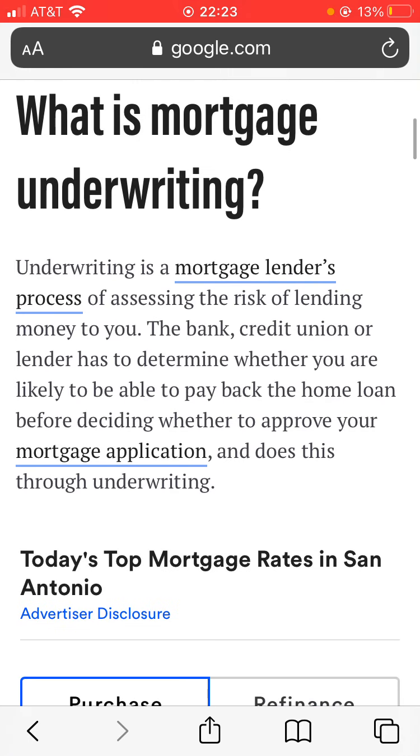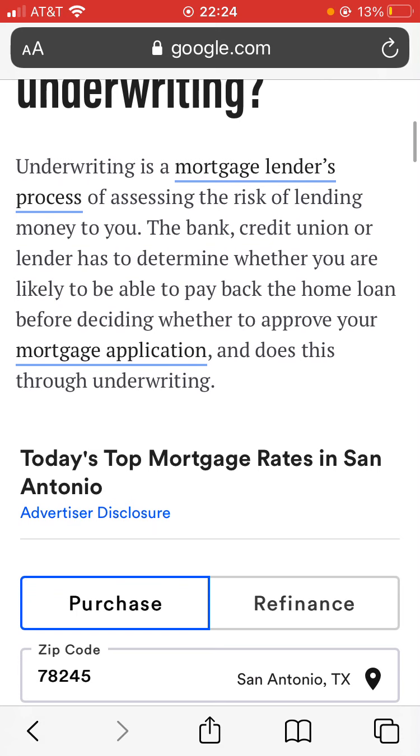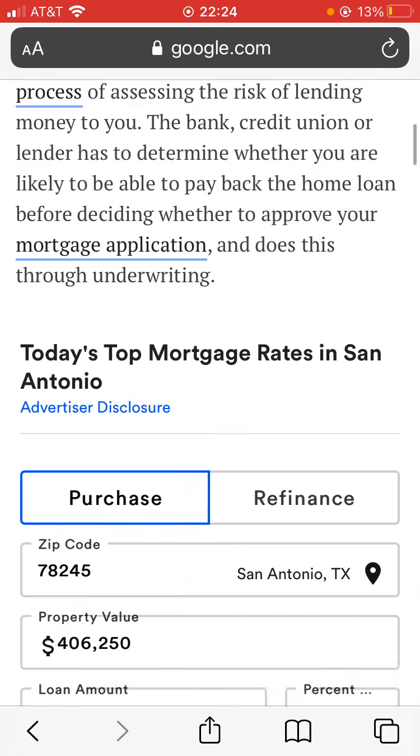What is mortgage underwriting? Underwriting is a mortgage lender's process of assessing the risk of lending money to you. The bank, credit union, or lender has to determine whether you are likely to be able to pay back the home loan before deciding whether to approve your mortgage application, and does this through underwriting.